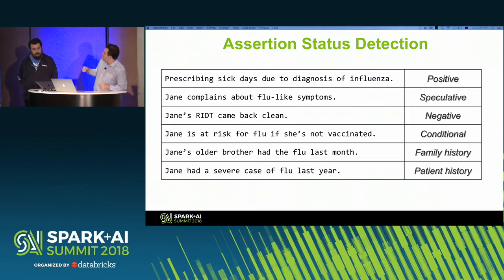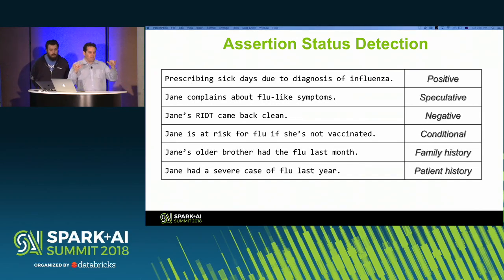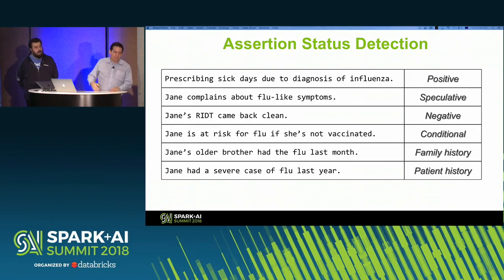Okay, so I want to say, okay, Jane complains about flu-like symptoms. You want to say, okay, this entire scope, this entire part of a sentence, in this case a full sentence, it could also be a part of a sentence, is under a speculative assertion status. Okay, so that later on, we may have some entity resolution here, we have some part of speech, and now we're going to have the scope of the assertion status. From that, we can start extracting features, okay, or running queries.